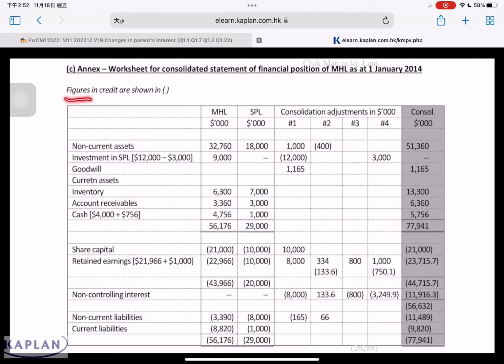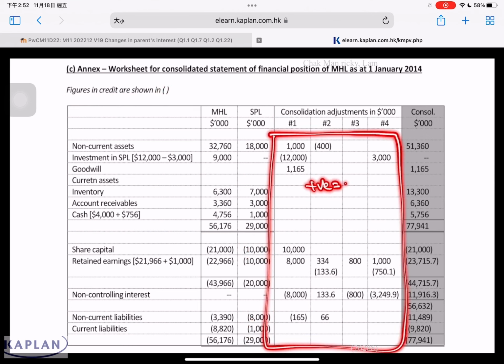Please take note that the figures in credit are shown in brackets. Take for example the share capital, retained earnings, liability. Positive represents debit balance or debit entry. Negative represents credit balance or credit entry.